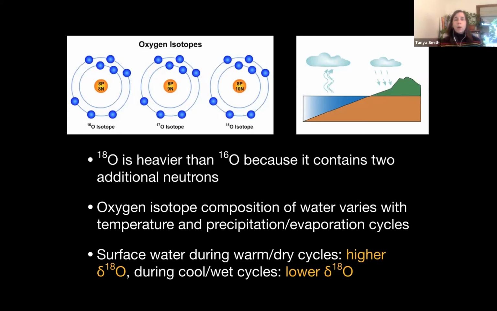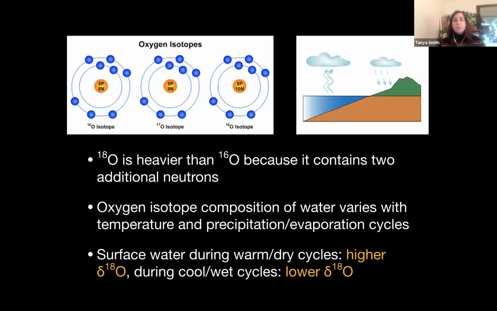And so when you think about how water in surface pools moves depending on whether it's warm and evaporation is occurring, or whether it's raining or cool and snow or other forms of water are moving through the environment, glaciation, for example, we can actually use measurements of the ratio of these different light and heavy oxygen isotopes to reconstruct what was going on in that particular environment over time.